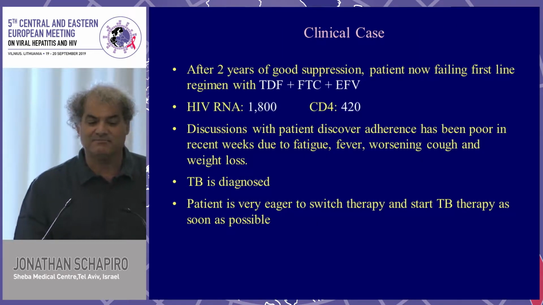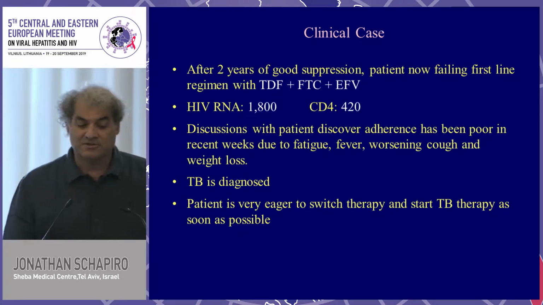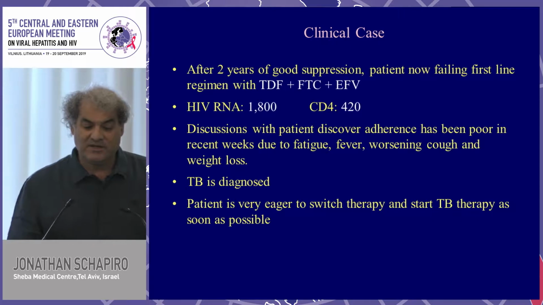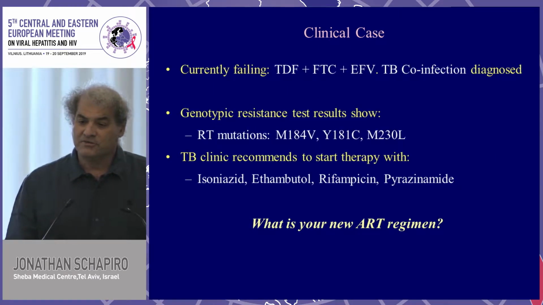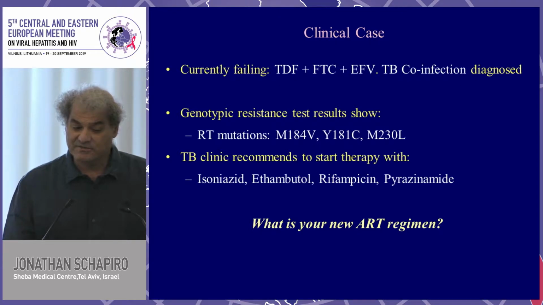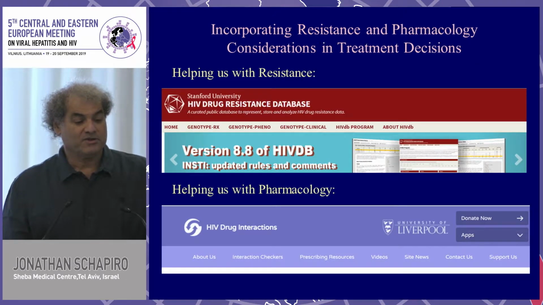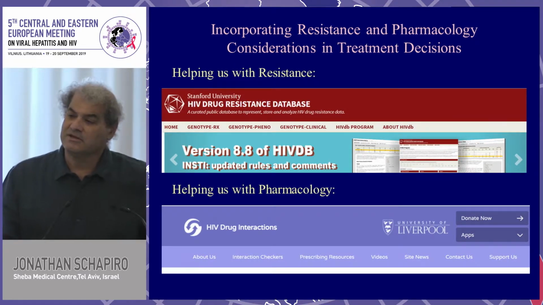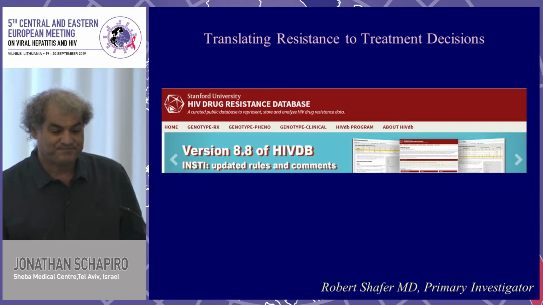Here's our case again. Remember, the patient's failing tenofovir, lamivudine, efavirenz, viral loads coming up. We got TB diagnosed, and we have to decide now what we're going to do. Here's the list of mutations. Here's the list of drugs. And now we're sitting, and we want to decide what drugs to use. So we're going to use Stanford for the resistance, and we're going to use Liverpool for the pharmacology. So let's start with resistance.